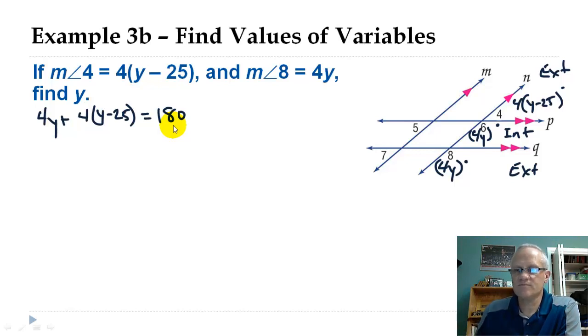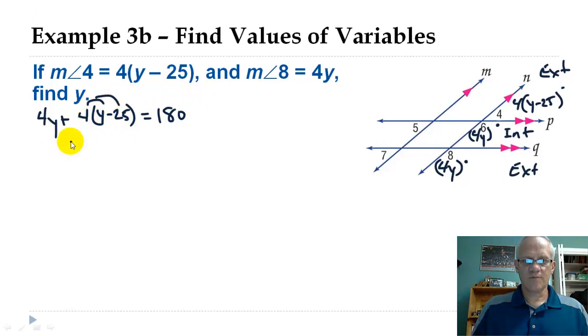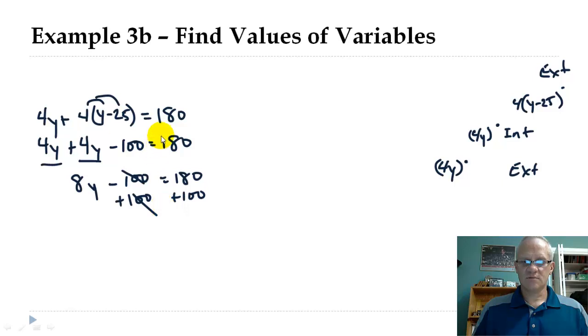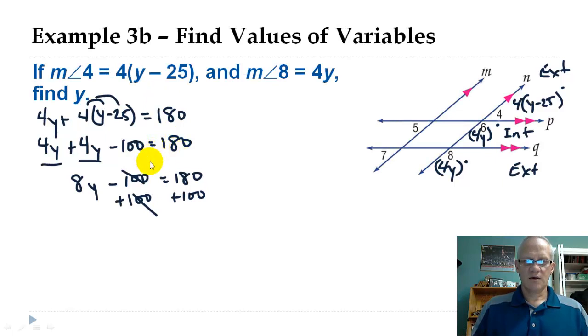Hopefully this is all kind of making sense here, but you have to really put several things together sometimes to come up with these equations. All right, so let's just go ahead and solve this. I'm going to distribute the 4. So that's 4y minus 100. But don't forget this 4y out here. 4y and 4y together is 8y. Plus 100. Since we want to go to the opposite side, we do the opposite thing. I hate it when that happens.